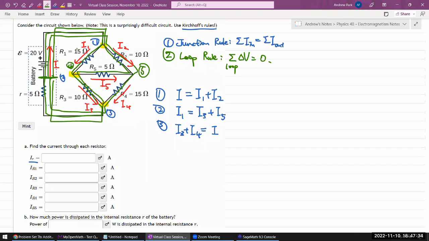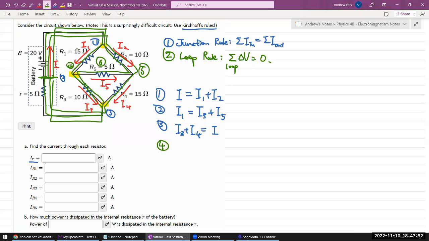This is maybe a little more complicated than it needs to be, but hey, I'm not going to do the algebra by hand. I'm going to use SageMath, so I think it'll be doable. So let me write down my 3 loop rule equations. Oh yeah, so this is going to be equation number 6.